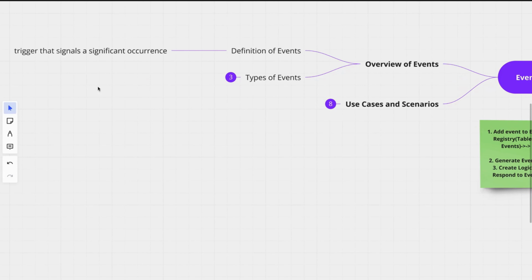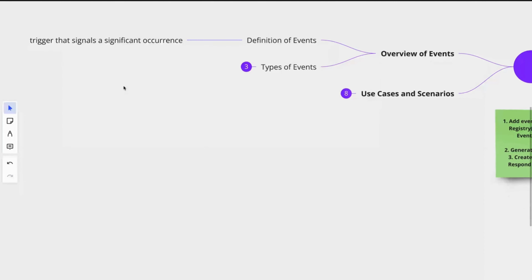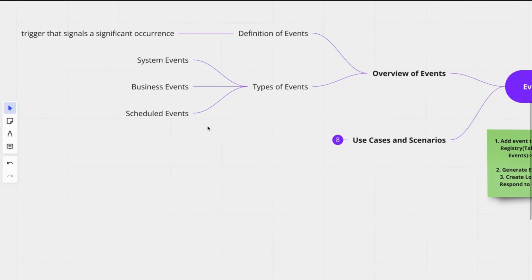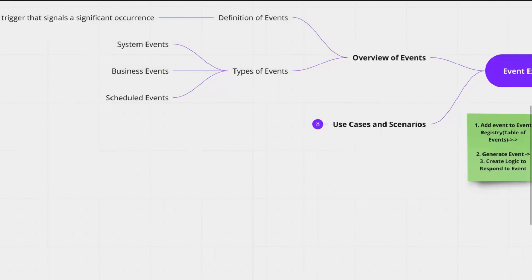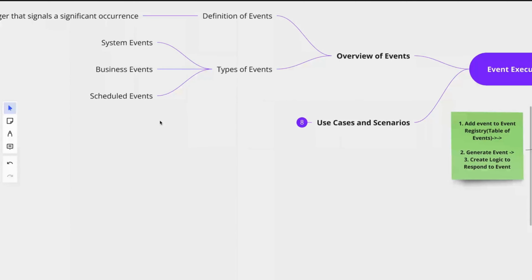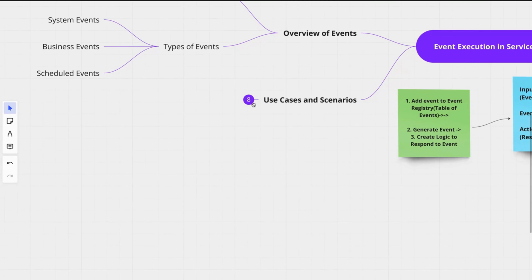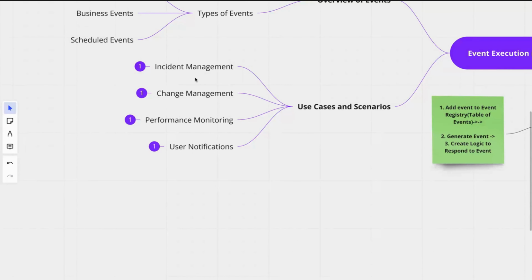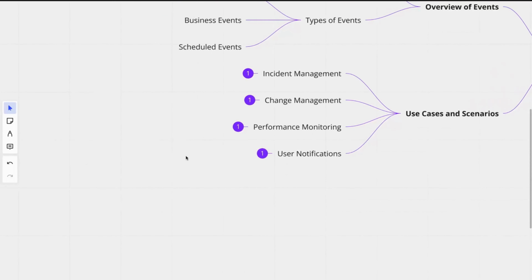What is an event? An event is a trigger that signals a significant occurrence, right? And then once we know what the event is, we need to understand what types of events we can expect in any platform. But in ServiceNow, we can look at system events, business events, and then scheduled events. Let's look at some use cases and scenarios. In the use cases, we have incident management, change management, performance monitoring, and user notifications.